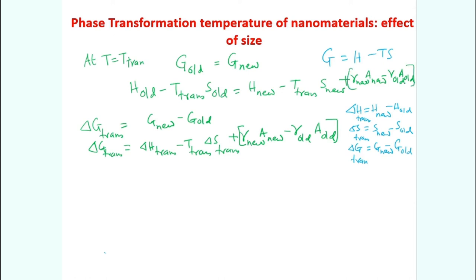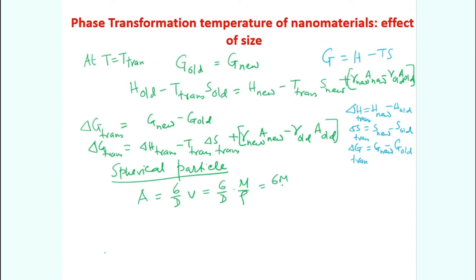Alright. So now consider a spherical particle. Why do you assume this? Because that makes our life easy. You can do it for cubic, cuboid or other shapes also. So for a spherical particle, area can be related to volume, you know that, right? 6 by d times volume, and then volume can be related to mass divided by density. So you can clearly see that's equal to 6 m by d rho, where rho is the density. So this one can easily do.